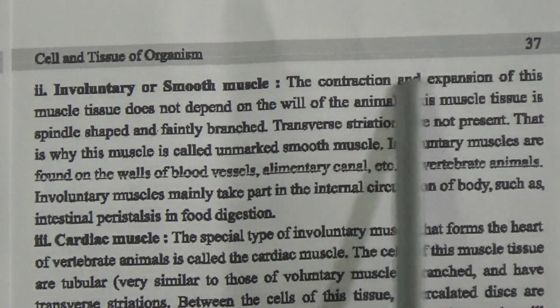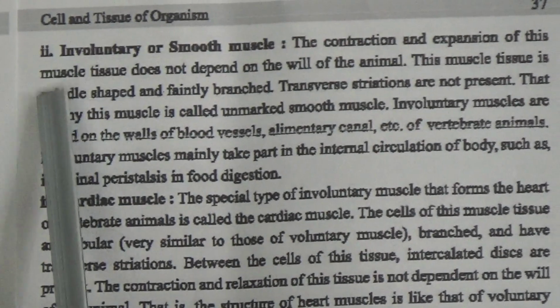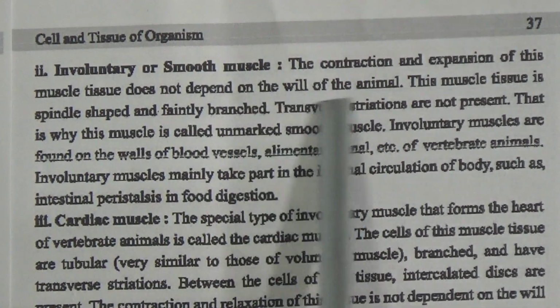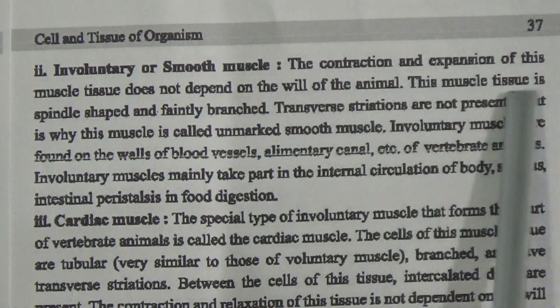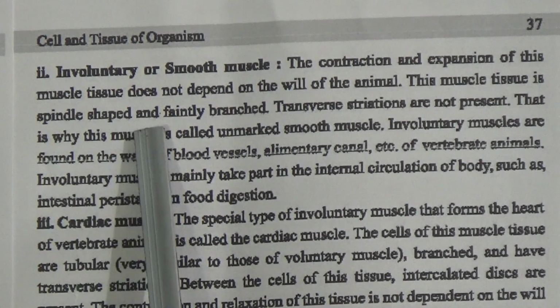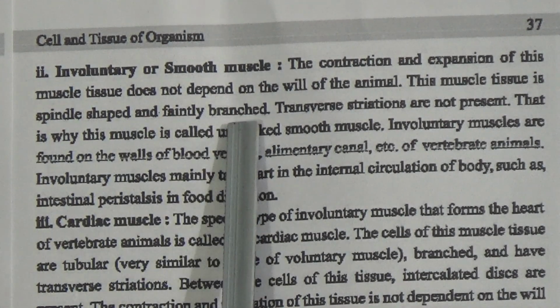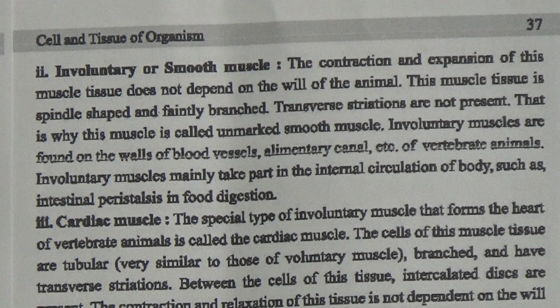Now, involuntary or smooth muscle: the contraction and expansion of this muscle tissue do not depend on the will of the animal. This muscle tissue is spindle shaped and faintly branched. Spindle shape means these two sides are very thin and the middle portion is thick.